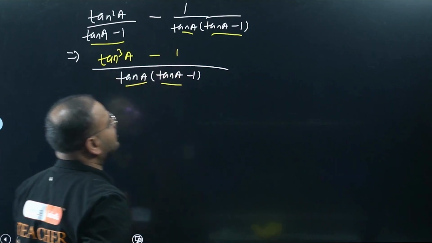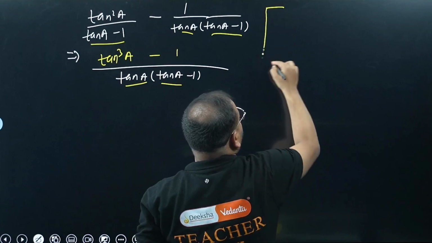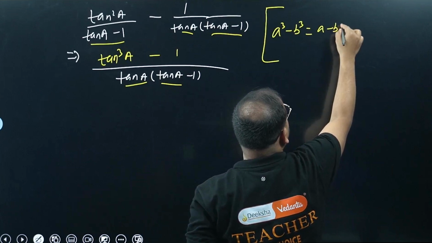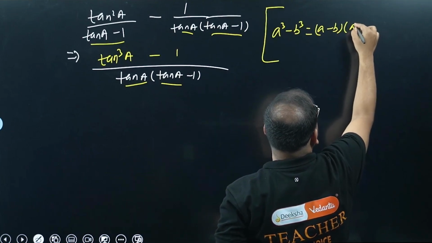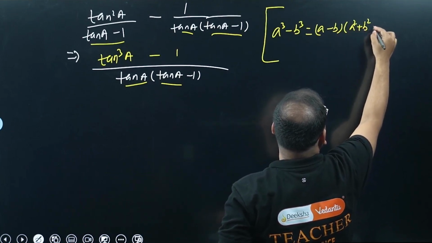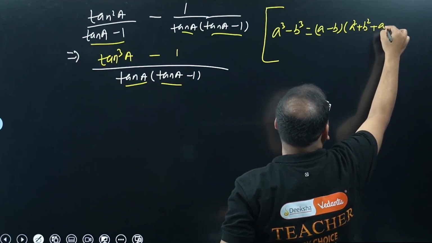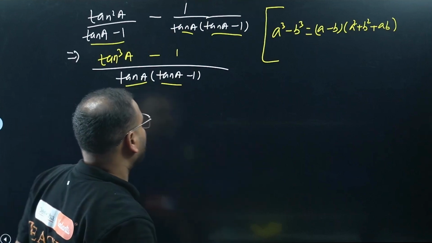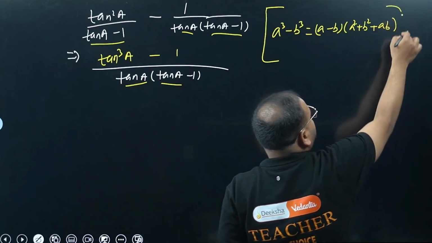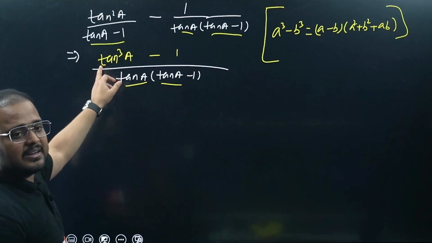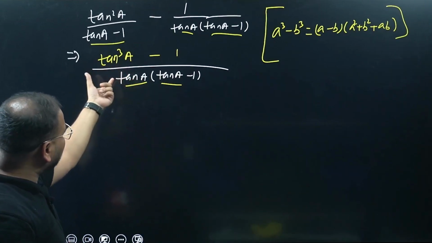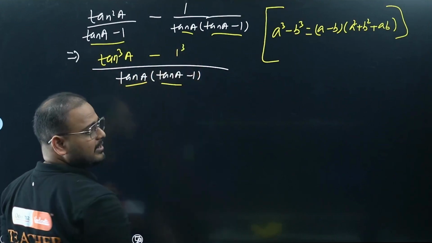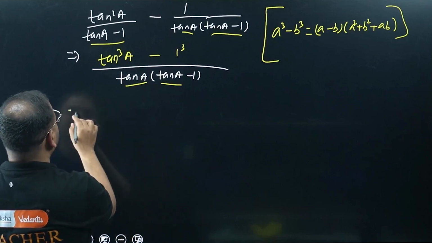Now a cube minus b cube. What is the formula for a cube minus b cube? Please remember this. We've learnt in factorization: a minus b, brackets, a square plus b square plus ab, because a cube minus b cube is there, na? Same formula we will use here. How, sir? Because we have tan cube a, so tan a is actually a and b is my 1. 1 can be written as 1 cube. No problem, sir. Let's move on.